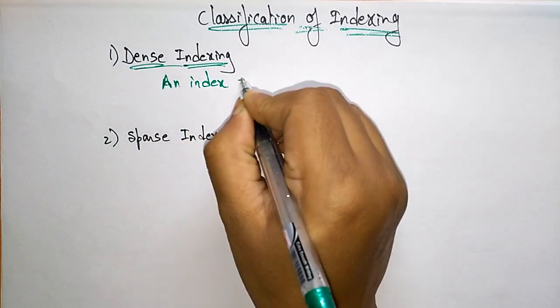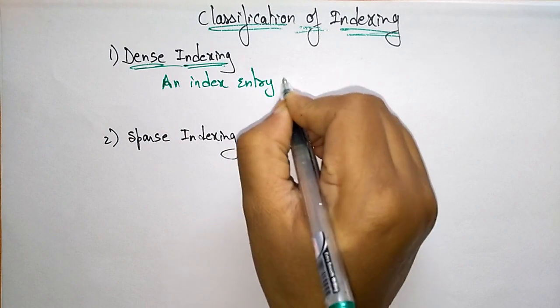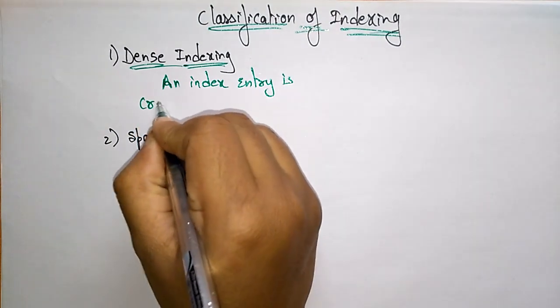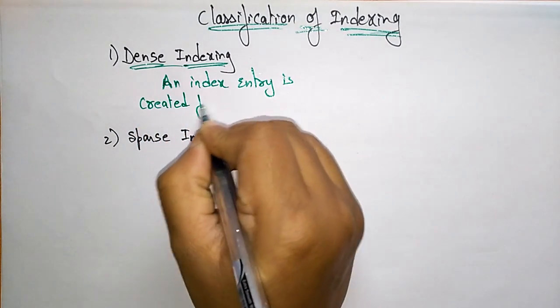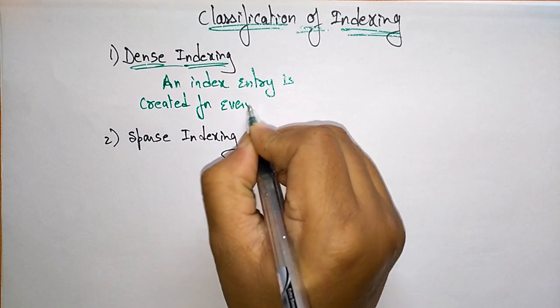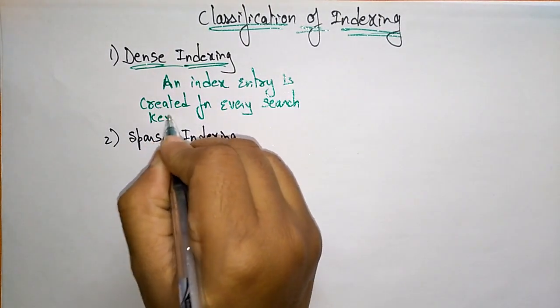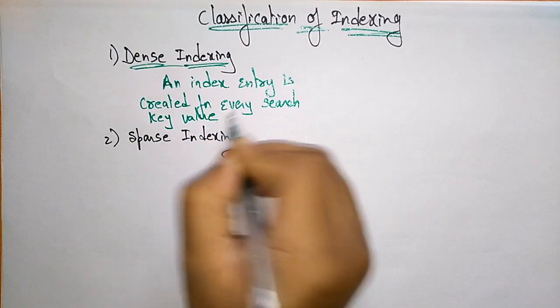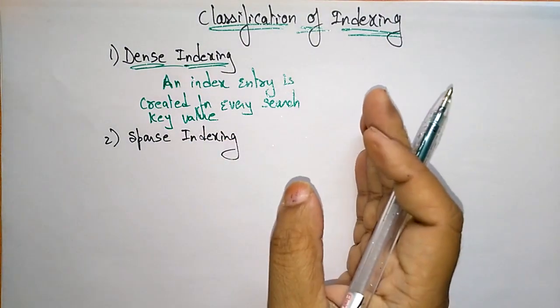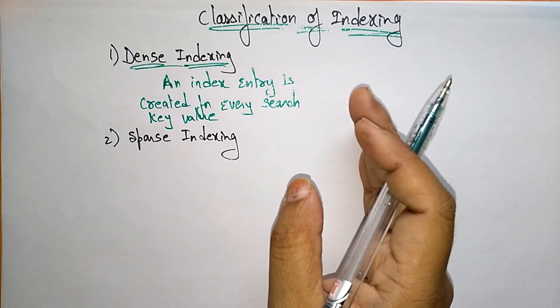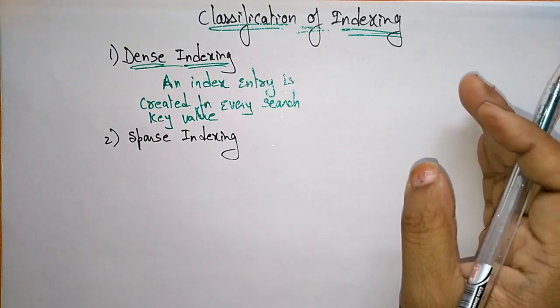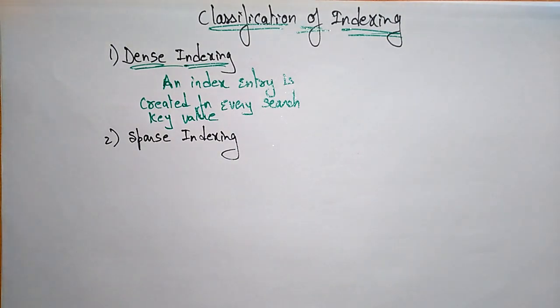An index entry is created for every search key value. So whatever the index entry is, it is created for every search key value, and that you call a dense index.